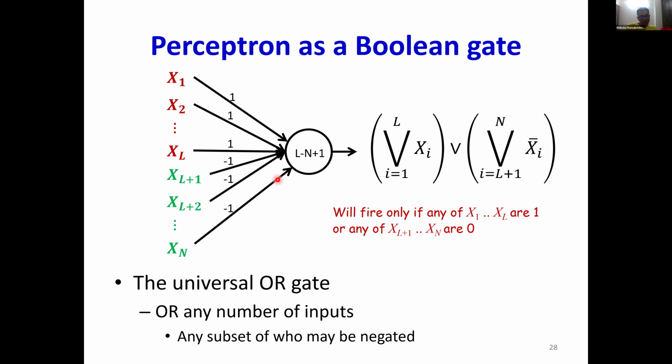Now, here's a universal OR gate. This one will fire if any of the first L are 1, or if any of the remaining are 0. So if any of the red ones are 1, or if any of the green ones are 0, this is going to fire. Can somebody try to tell me why that would be the case?